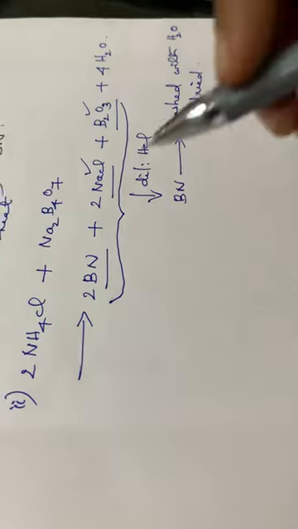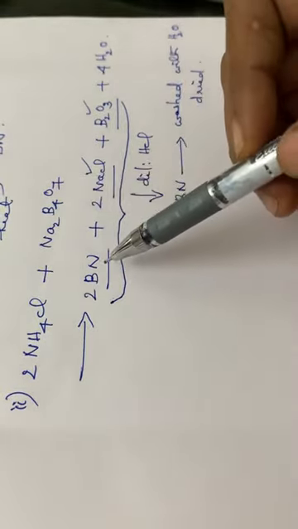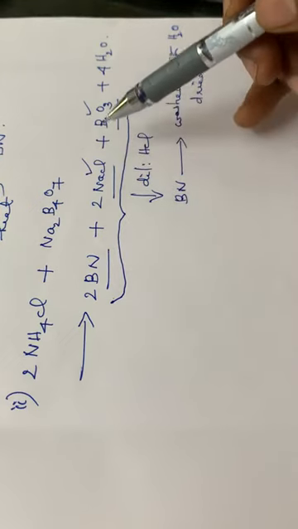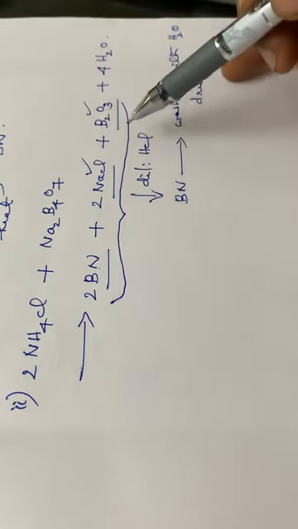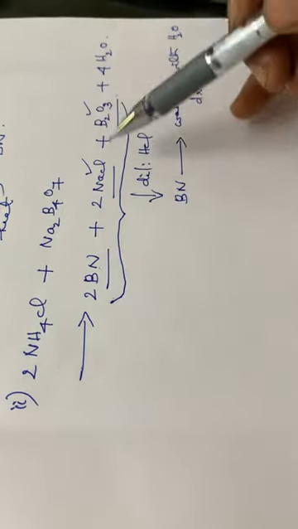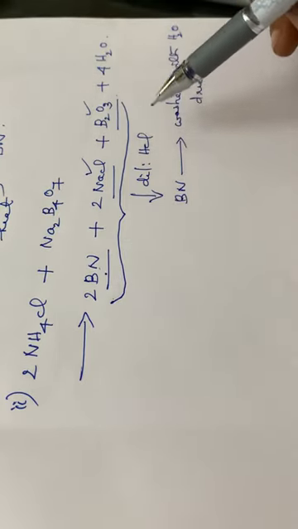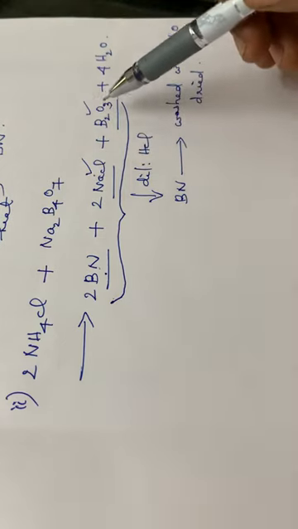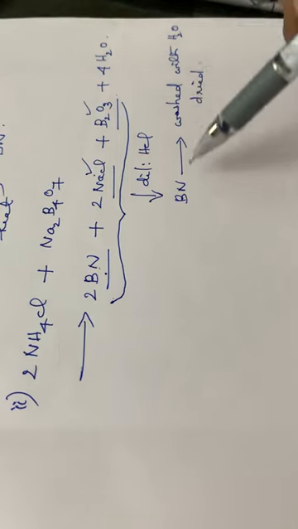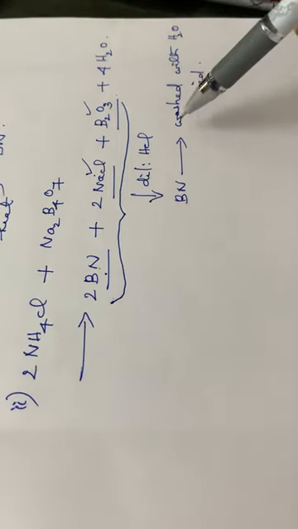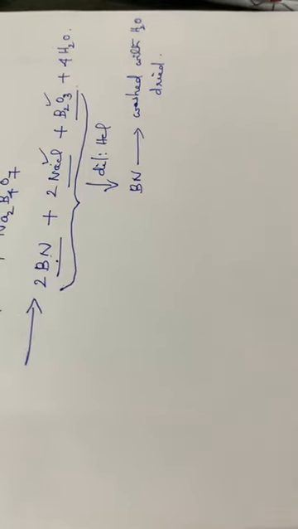So this is the second method of preparation, by using ammonium chloride and anhydrous borax. The products will be boron nitride, sodium chloride, then boron trioxide plus 4H2O. These three are solids, so from this mixture we have to separate the boron nitride. For that we are treating it with dilute HCl. Sodium chloride, B2O3 etc. will be dissolving in dilute HCl, so that boron nitride will be remaining as a residue, and it has to be washed with water and dried, so that we will be having boron nitride.